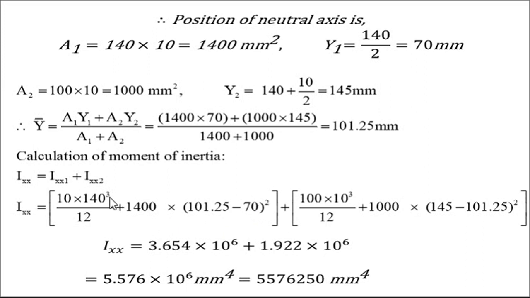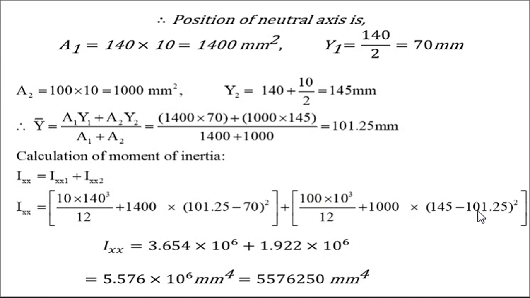And likewise you can write the moment of inertia for the flange section. So for the flange section, bd cube, again b is the breadth, d is the depth, area we found 1000, and again the distance between the neutral axis and the centroid of that flange.